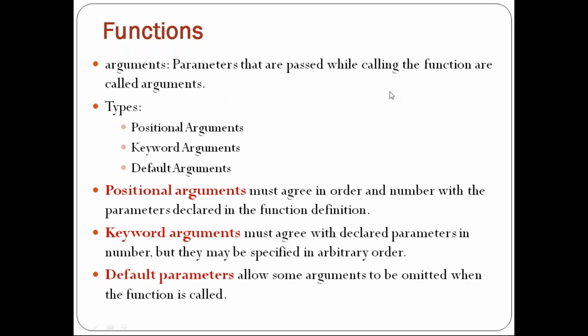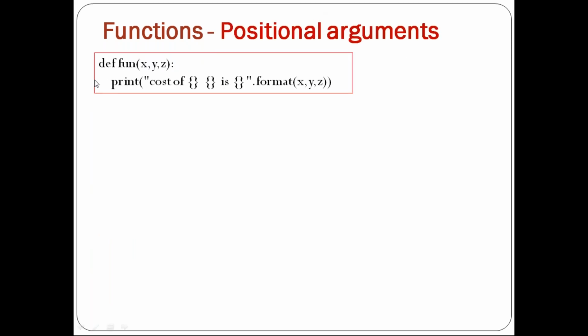Next one is arguments. Arguments are nothing but the parameters which are passed while calling the function. We are having three kinds of arguments: one is positional arguments, keyword arguments, and default arguments. I will let you know one by one.